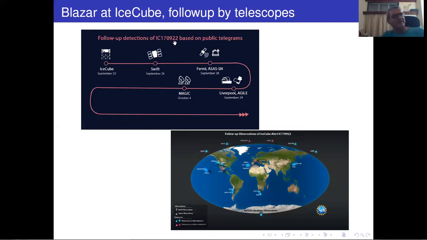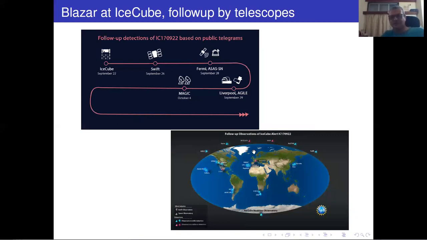This date is 22nd September 2017. IceCube actually discovered a neutrino of very high energies. And as is the standard practice, if IceCube discovers a neutrino of very high energy, it gives a signal out to many of the X-ray and gamma ray detectors around the world.